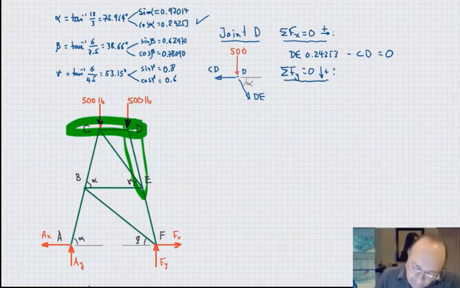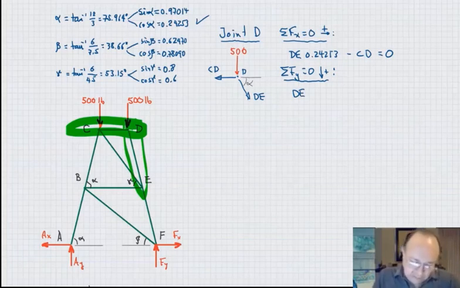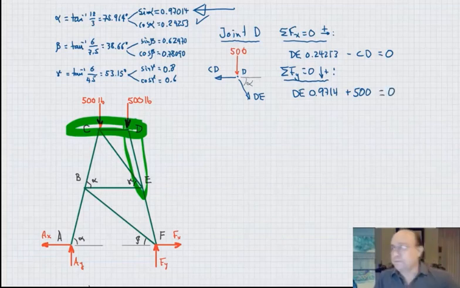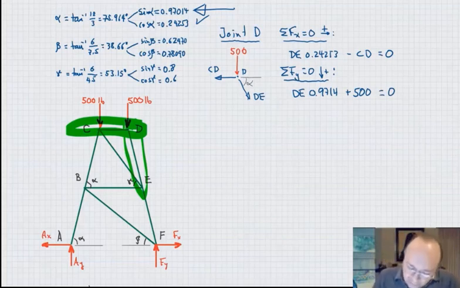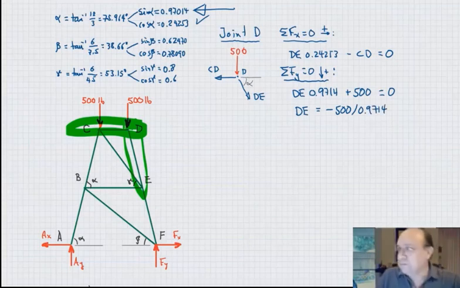So I have DE sine of alpha, right? Sine of alpha is 0.9714. I got it from here. 14 DE sine of alpha plus 500 equals 0. So from here I can solve for DE directly. I can go here, DE equals minus 500 divided by 0.9714.